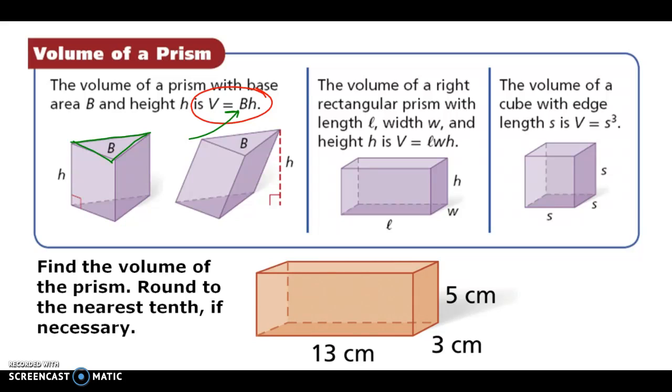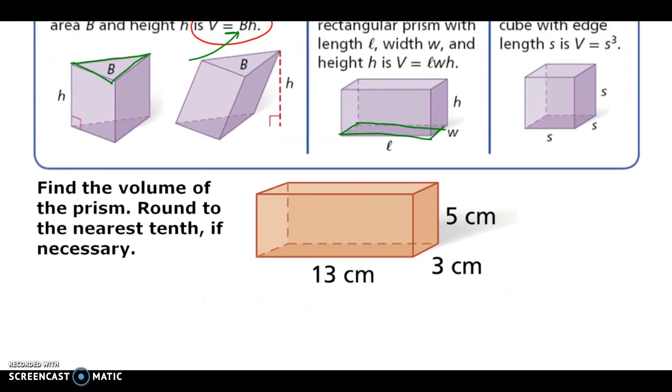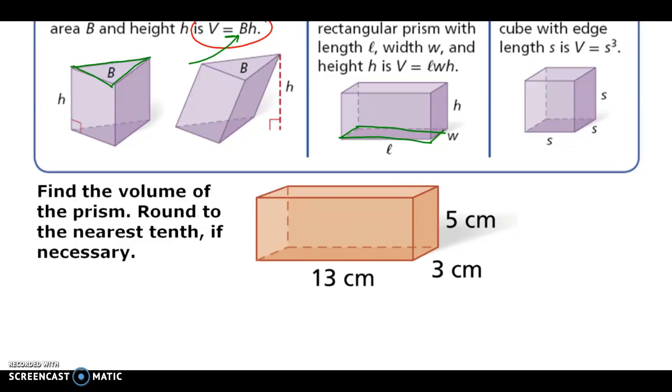Okay. The volume of a prism, or a rectangular prism or cube, they're kind of special ones, but they're saying the same thing. The base is just length times width, and then you multiply it by the height. Okay, so try this example. Find the volume of the prism. Round to the nearest tenth if you need to. 195 centimeters cubed. We got that because we did length times width times height. We found the base area, length and width, and then multiplied it by the height.